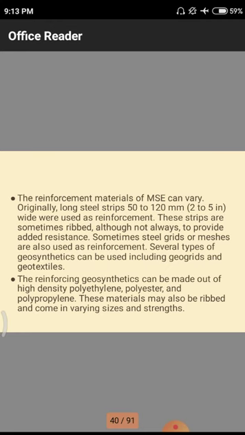The reinforcement of these structural strips may vary from 50 mm to 125 mm, that means 2 inches to 5 inches wide. The strips are sometimes ribbed, which always provides some extra amount of resistance. Sometimes steel grid meshes are also used as reinforcement. Several types of geosynthetics are also discussed.